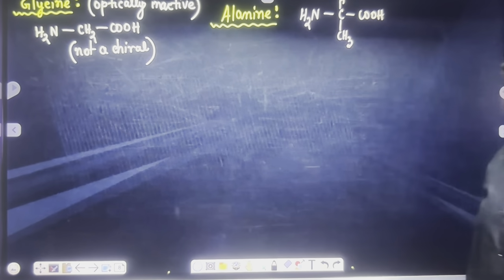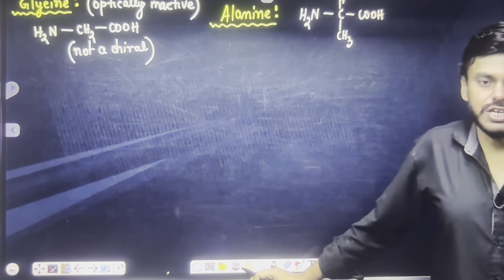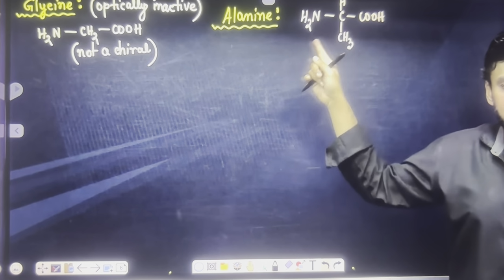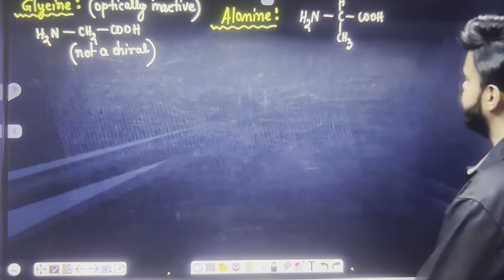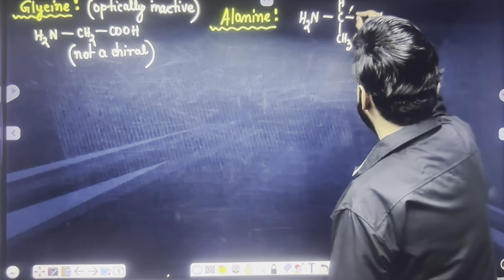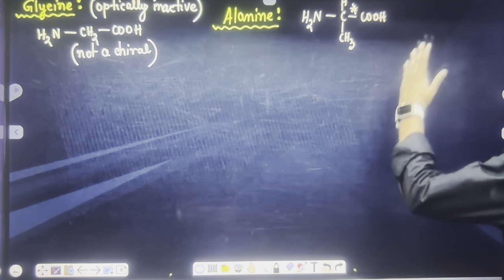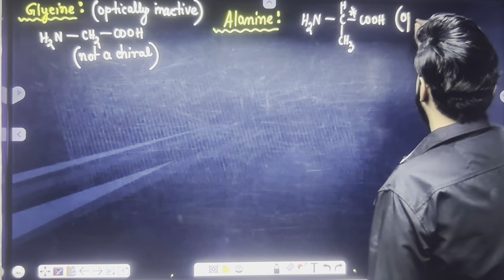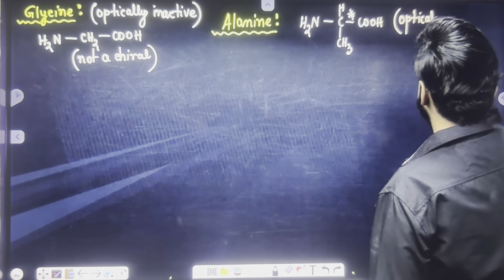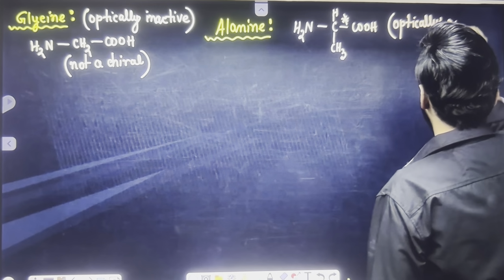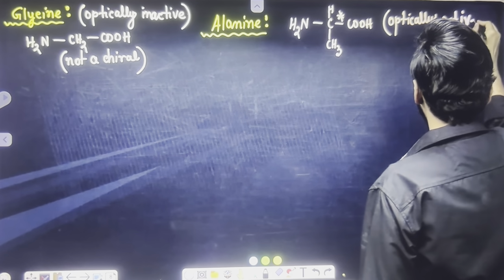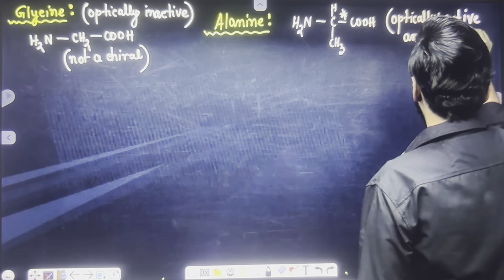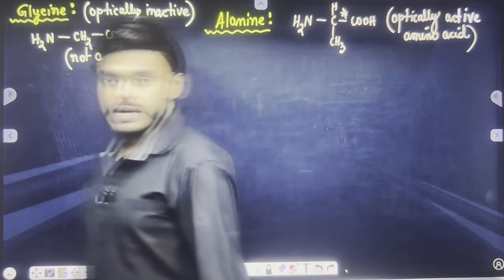Look at the alpha carbon. This alpha carbon has 4 distinct groups. One is NH2. Another one is COOH. Another one is H. And another one is CH3. So 4 different groups are present on this sp3 carbon. So this carbon is chiral. There is no plane of symmetry, no center of symmetry. So we can clearly write that alanine is an example of an optically active amino acid.